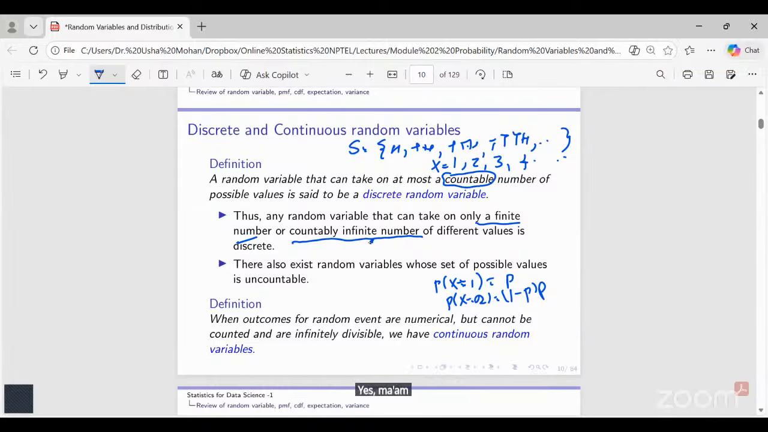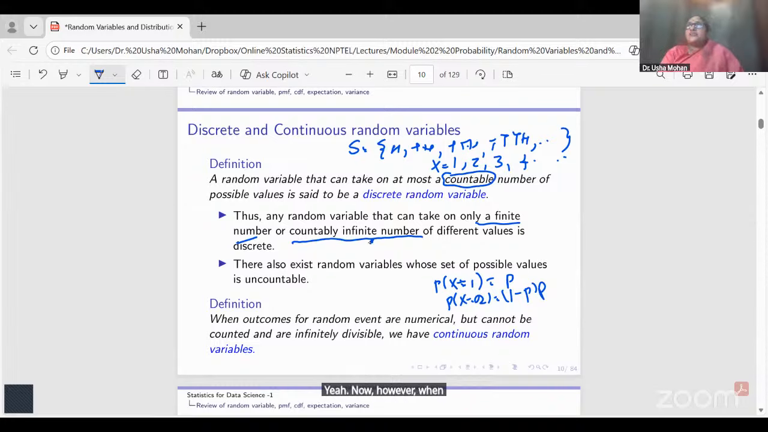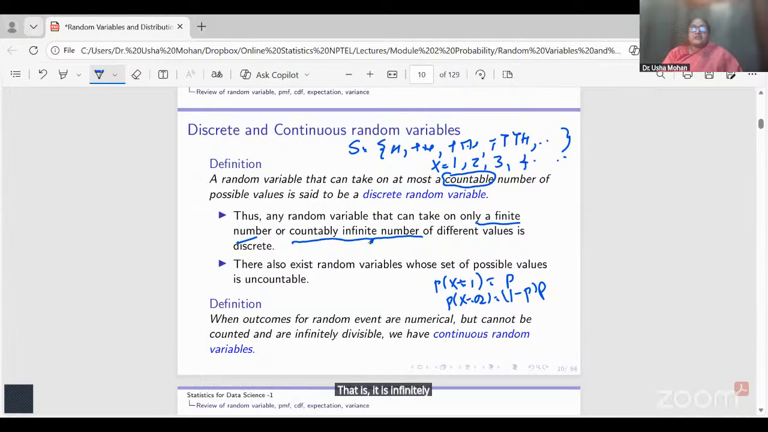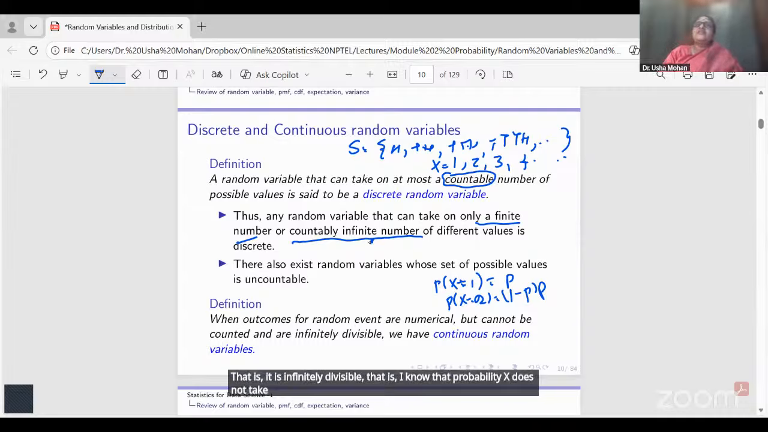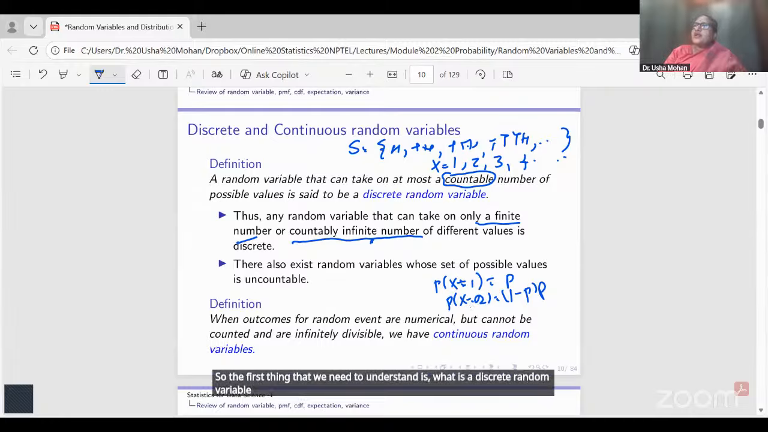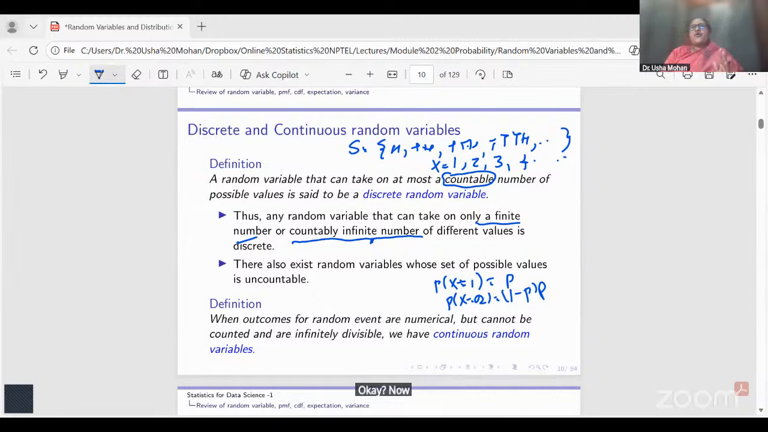Now, however, when the outcomes of a random experiment are numerical but cannot be counted, that is, it is infinitely divisible, that is, x does not take a discrete integer value but belongs to an interval, I call that random variable a continuous random variable. So the first thing that we need to understand is what is a discrete random variable and what is a continuous random variable. Okay. Now, let's formally define it.